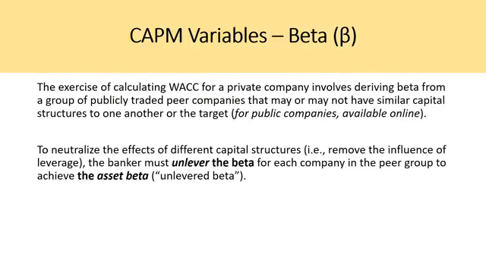The exercise of calculating WACC for a private company involves deriving beta from a group of publicly traded peer companies that may or may not have similar capital structures to one another or the target. To neutralize the effects of different capital structures, i.e., to remove the influence of leverage, the banker must unlever the beta for each company in the peer group to achieve the asset beta. So I'm going to spend some time here.